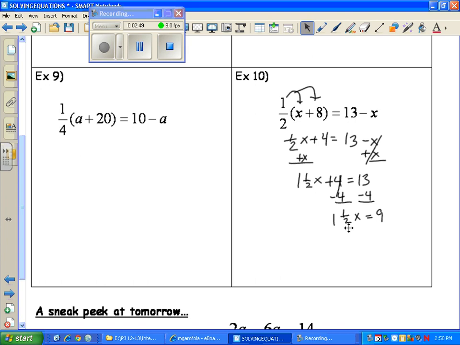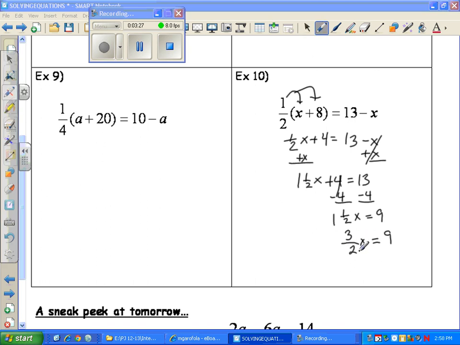Now at this point, I want to multiply by the reciprocal. Remember, we talked about when you're dividing by a fraction here, you're going to multiply by its reciprocal. But I have it as a mixed number right now. Mixed numbers don't really have a reciprocal. We need an improper fraction or a common fraction to get a reciprocal. So you may remember from 6th grade, the way to turn a mixed number into an improper fraction is to take the denominator, multiply it by the whole number value, so 2 times 1, and then add the numerator. So 2 times 1 is 2, plus 1 is 3. And keep the same denominator. So 1.5 is the same as 3/2.